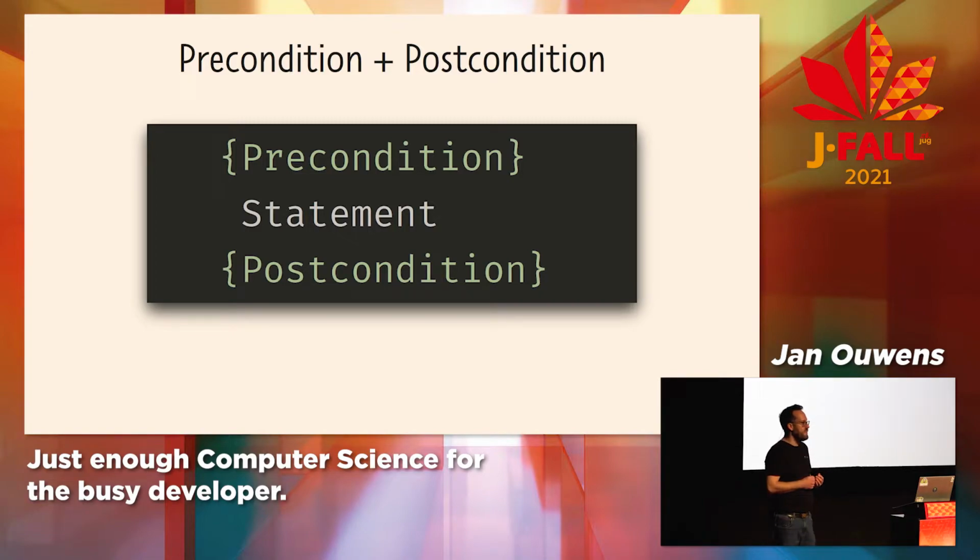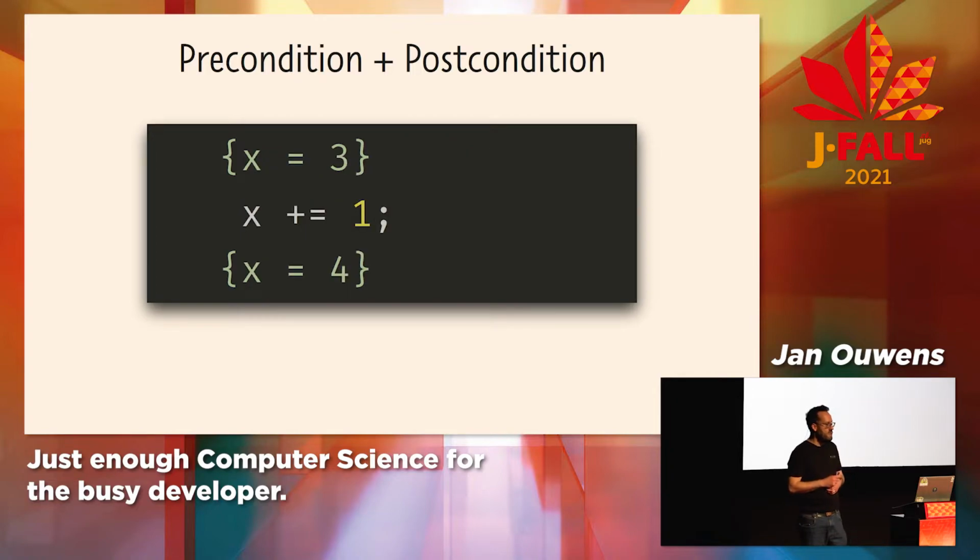And one of the first things that we learn here is this. You have a precondition, which is some Boolean expression, which you assume is true. Then you run a statement, and then after that, the postcondition is true. So, very simple example. If x is 3 and you increment it by 1, then the postcondition is that x is 4. Pretty straightforward. So, QED.